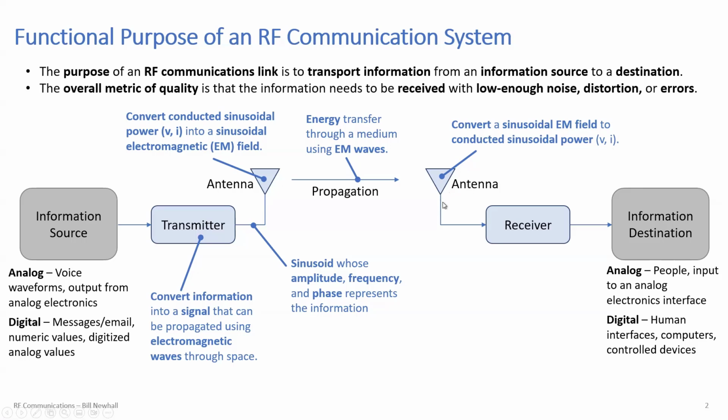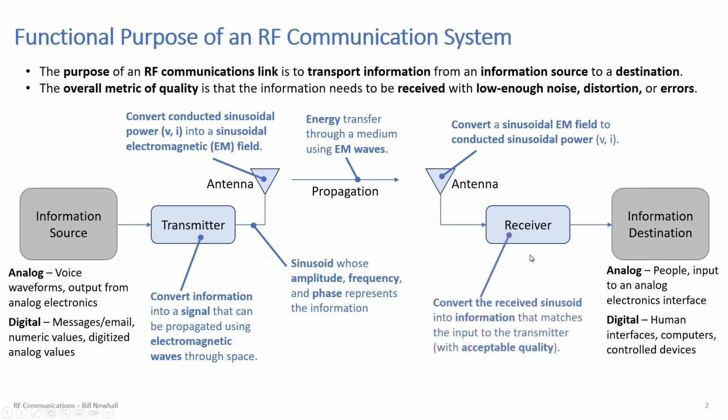Voltage and current that is transmitted or taken from the antenna, conveyed from the antenna to the receiver using a coax cable or some other transmission line, just metal wires, conductors. And then the receiver converts that received sinusoid into the information that you wanted to send from the source to the destination. And you're hoping that that information matches the input to the transmitter.